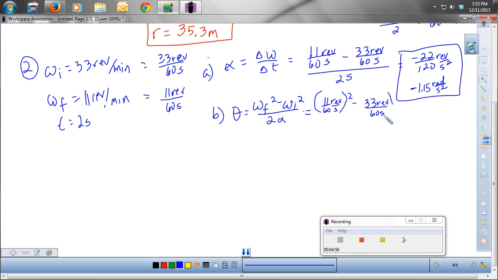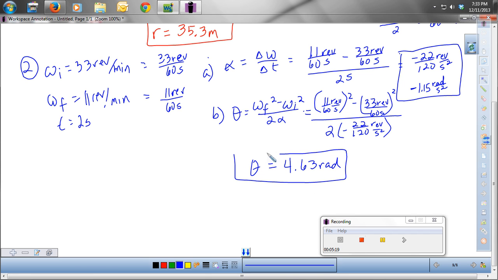Don't forget to square that. And then I'm going to divide that by my 2 times negative 22 over 120 revs per second squared. And again, I didn't do mine that way. I did mine in radians, and so when I got my radians, I got 4.63 rads. But you can easily convert rads to revs and check yourself.